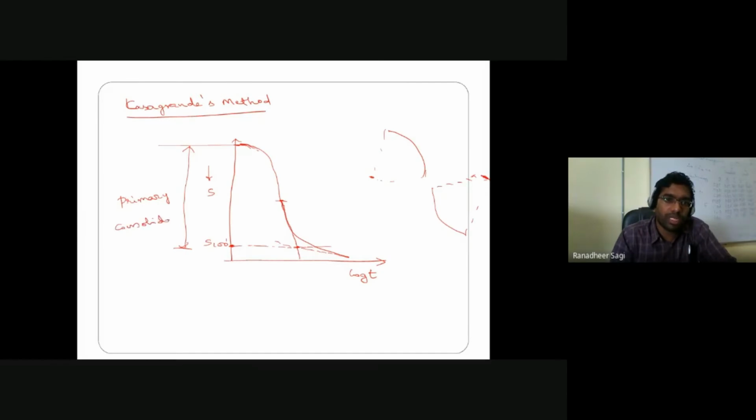Whatever I am trying to refer to here is with respect to your primary consolidation. Now, whatever small amount of settlement you are further seeing in your soil beyond this so-called 100% degree of consolidation, this portion of the curve, is corresponding to what is called secondary compression. This is for the case of secondary compression, whereas the previous one is the portion of your curve for primary consolidation.